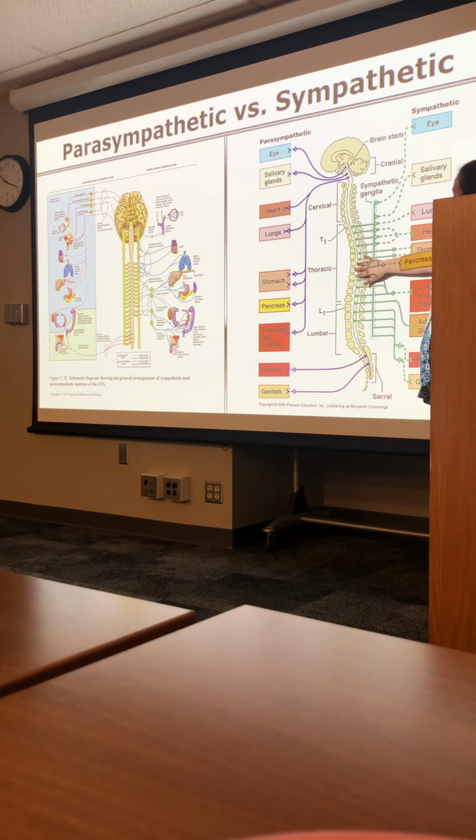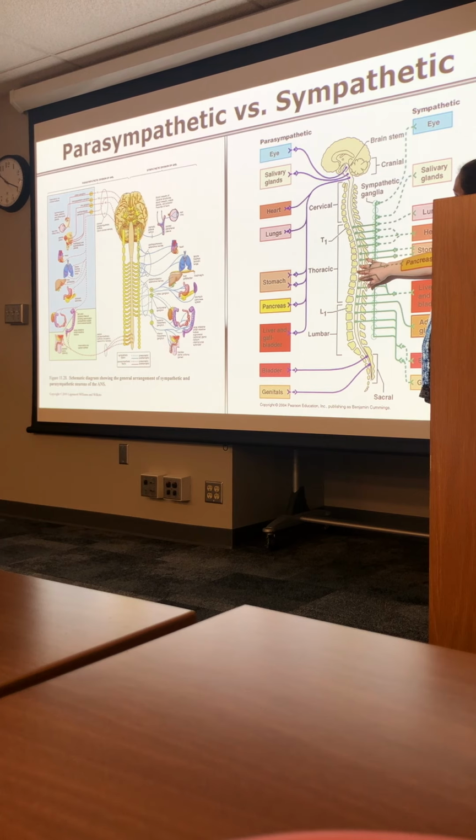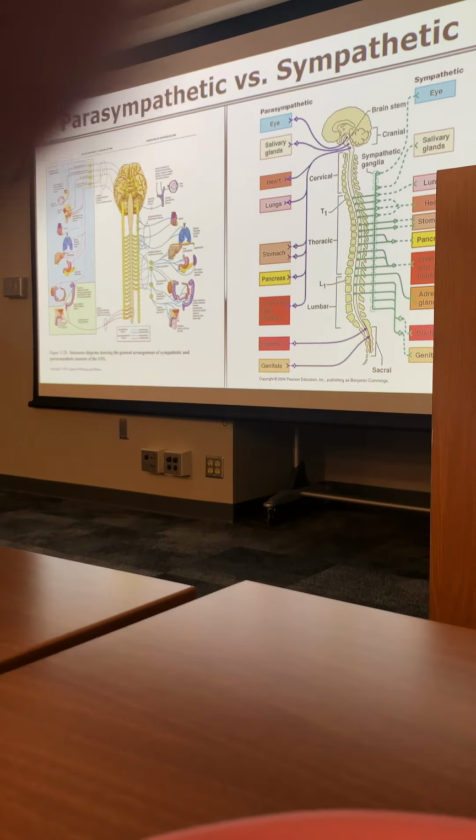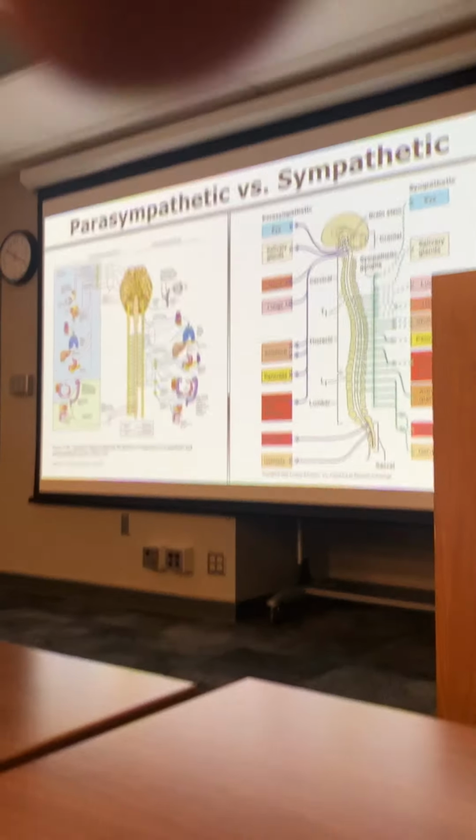We're going to see that the first neuron, which is coming from T1 to L2 in the lateral horn, will come out, and there are going to be ganglia right next to the vertebral column, where the first neuron synapses with the second one. The second one is going to be much longer, heading all the way out to what's being innervated.